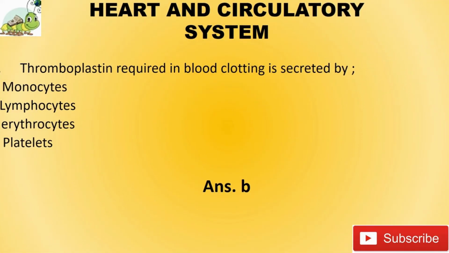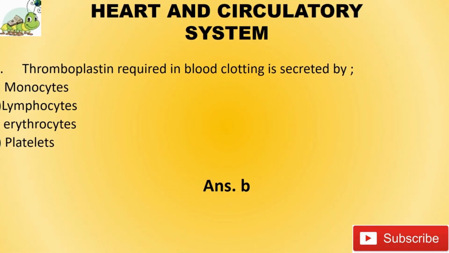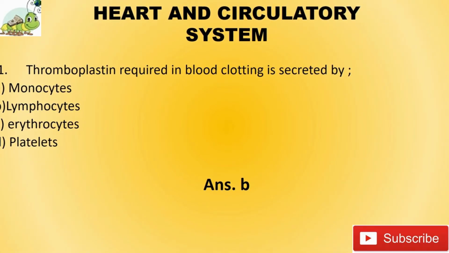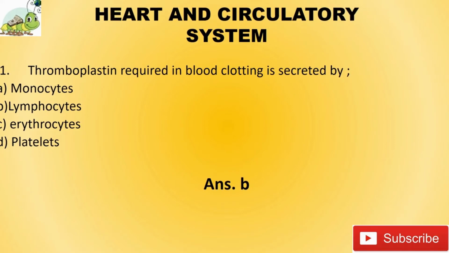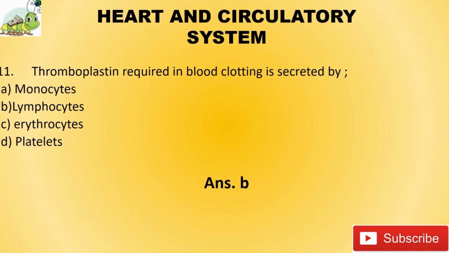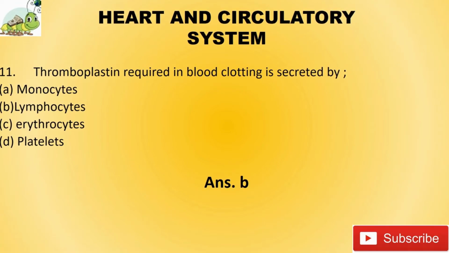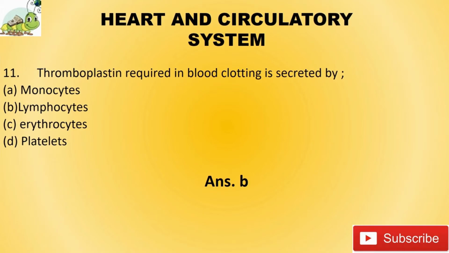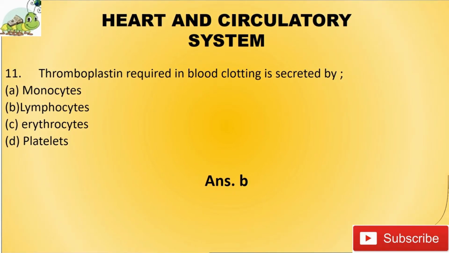Question number 11, answer is D. When any injury is caused, the blood platelets release certain chemical factors which are termed the platelet factors, the thromboplastin. The platelet factors help in coagulation of blood. Thromboplastin helps in the formation of the enzyme prothrombinase.